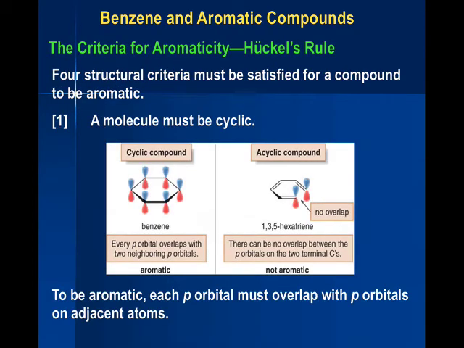Now, there are criteria for a molecule to be aromatic. You need to have all 4 criteria memorized, and you need to know that for a molecule to be aromatic, all 4 criteria must be met. So if you meet 3 criteria and not the 4th, it doesn't mean it's 3/4 aromatic. It has to meet all 4 criteria. Criteria number 1: the molecule has to be cyclic.